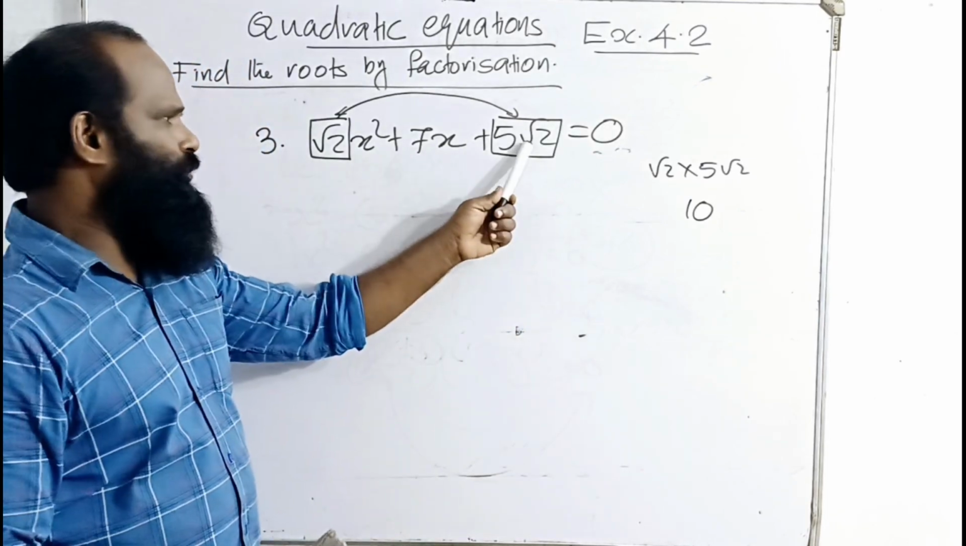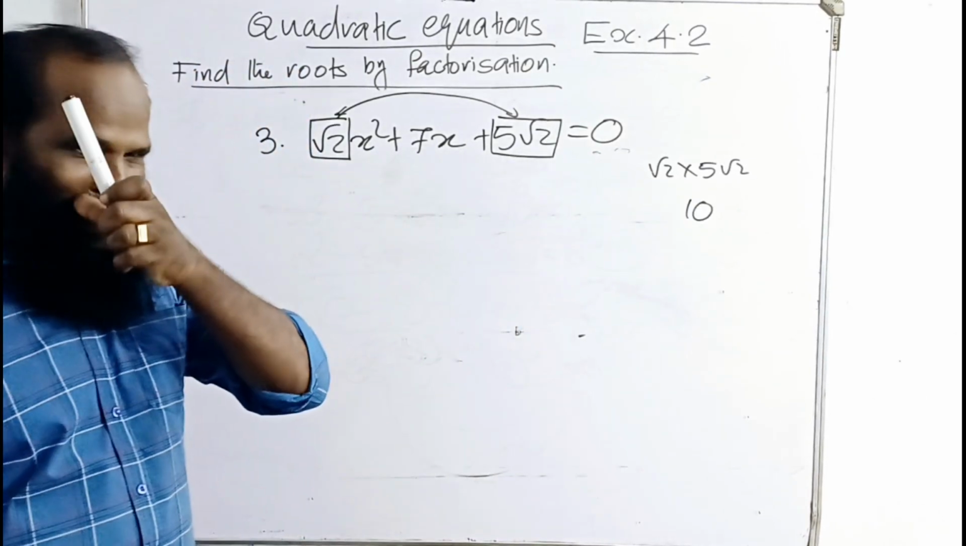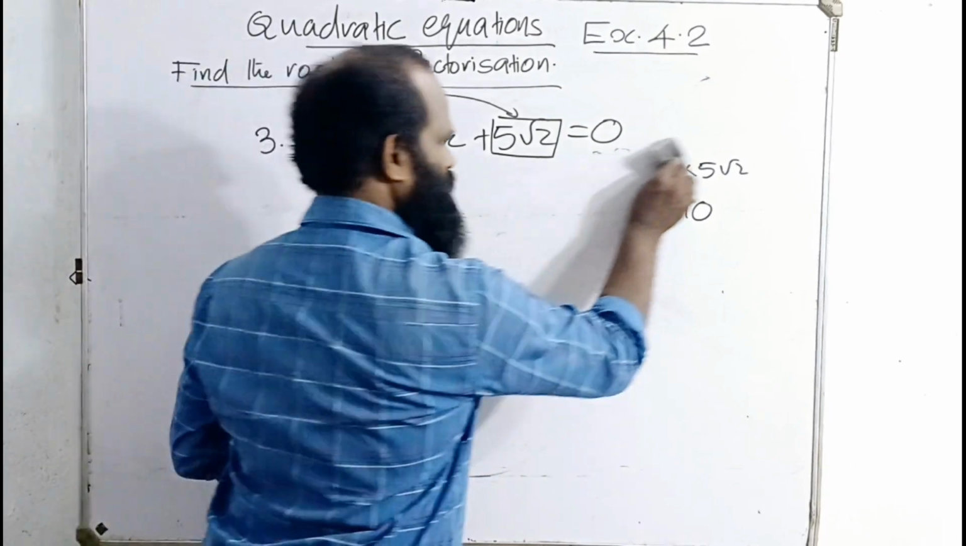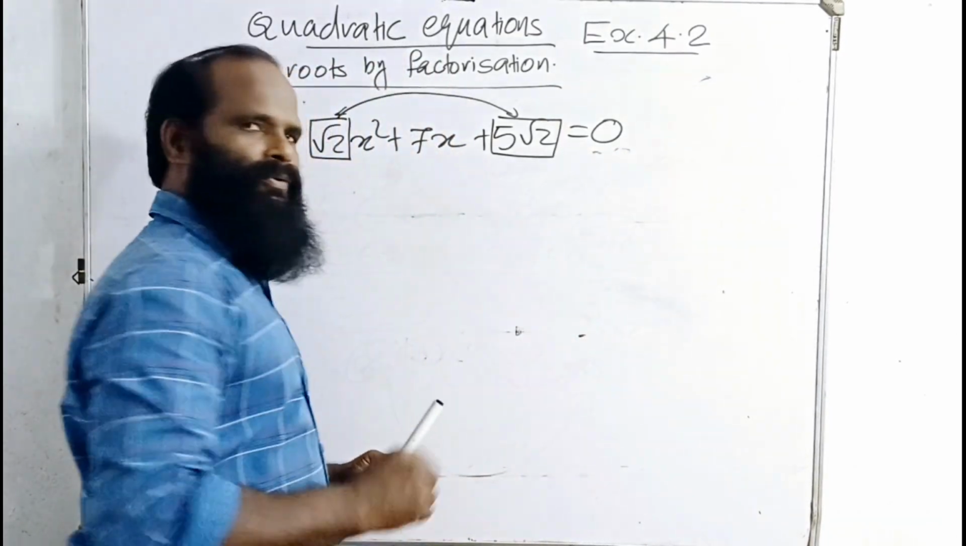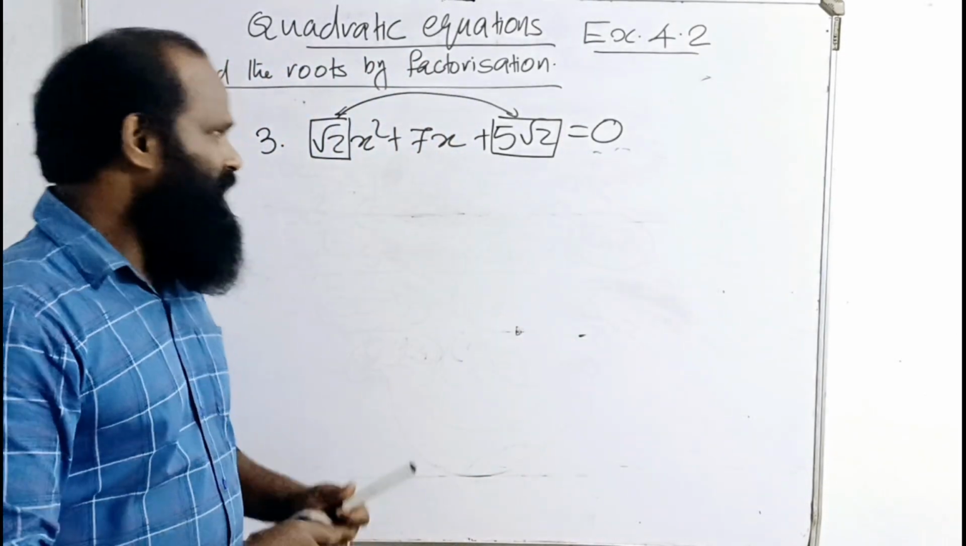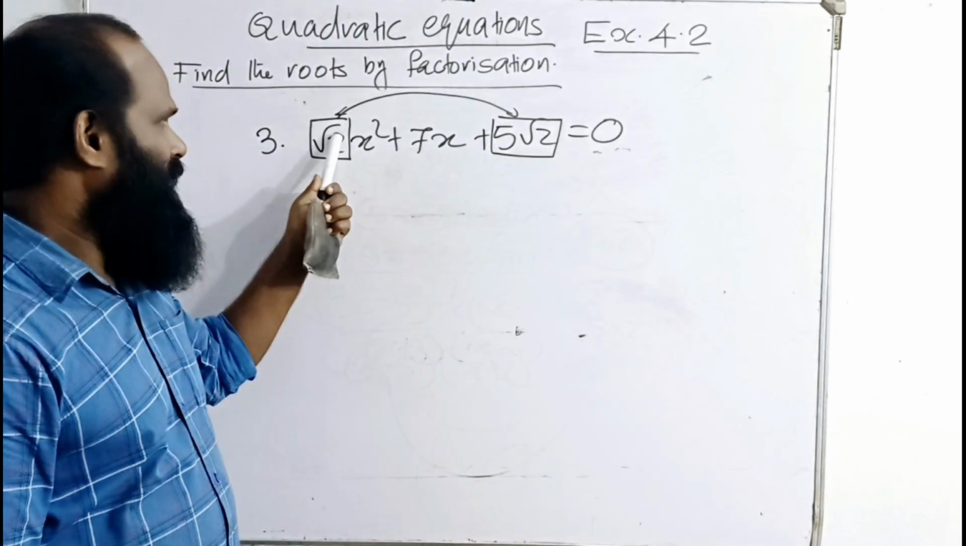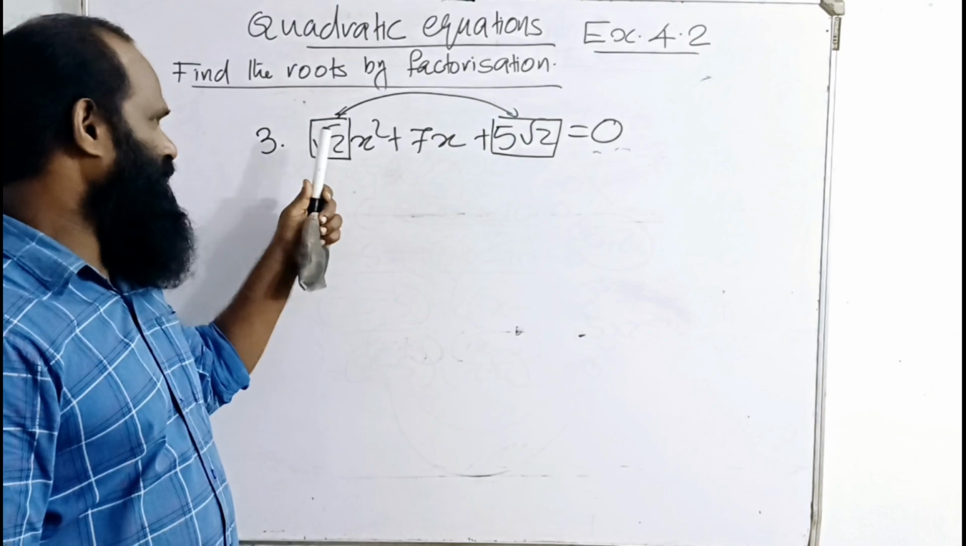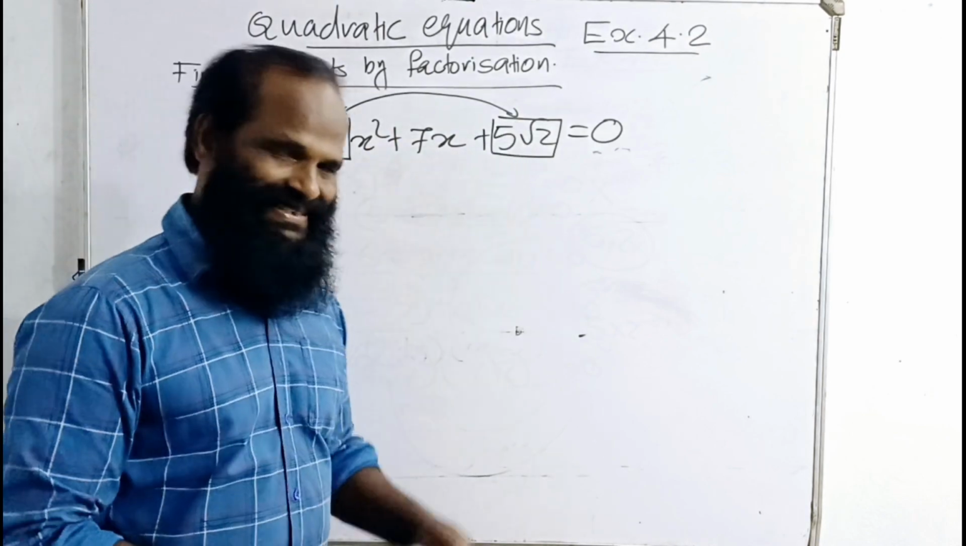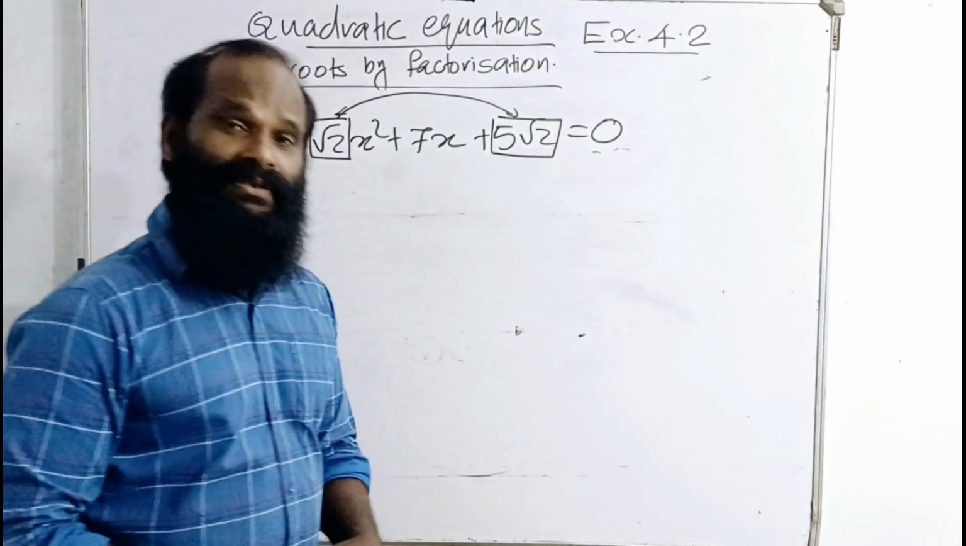So root 2 into 5 root 2 is equal to 10. So we have got 10. Step number 1 is over. What did we do? We identified the coefficient. Since it is not 1, we multiplied this term with the last constant term. We got number 10.